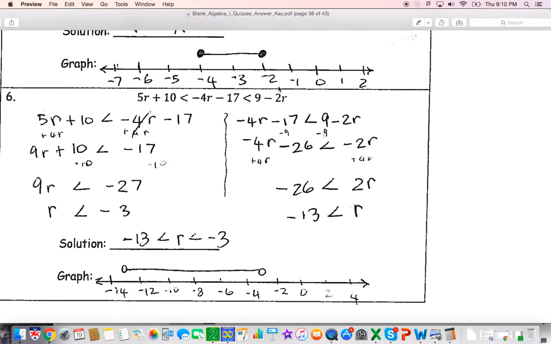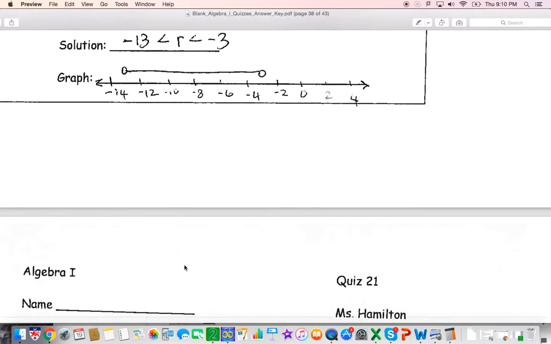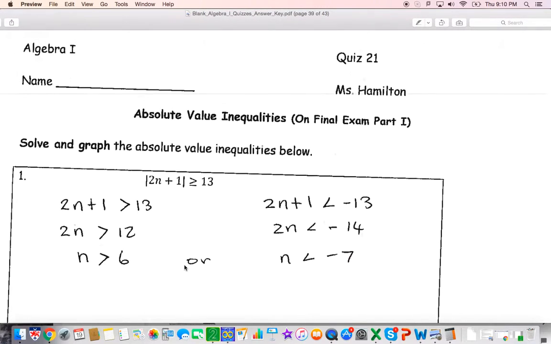And remember that this was an and inequality, so that means that r is both less than negative 3 and r is greater than negative 13. And since that does make sense together, we have our negative 13 here, r is greater than that, and it's also less than negative 3. And here is what our inequality looks like. All right, so that was our first inequality quiz.